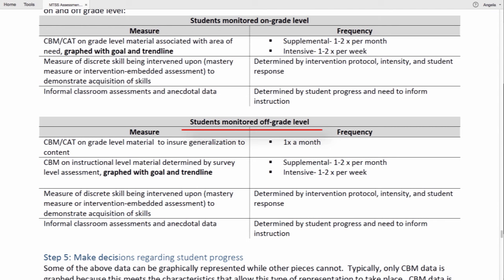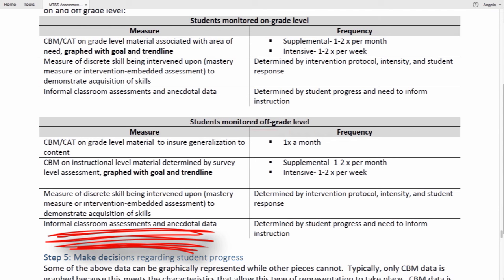And of course, again, for students that are far off grade level, we'll still be looking at the progress of the intervention skills through other measures and their overall progress through the less formal classroom measures as well.